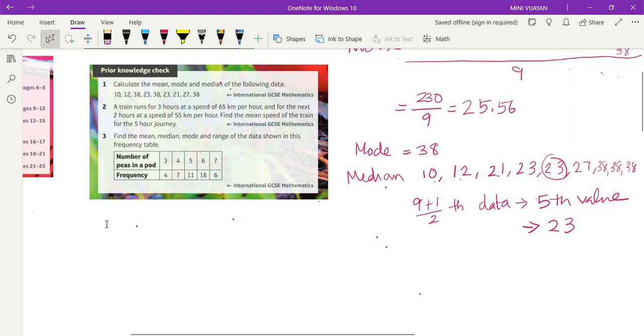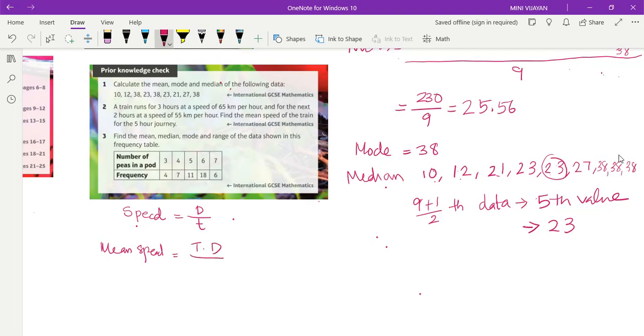Okay. So we know the formula for speed. What is the formula for speed? Speed is actually the distance divided by time. Speed is equal to distance divided by time. That you must have learned in physics. Here, the mean speed we need to calculate. Mean speed means the total distance traveled divided by total time taken. Okay, so that is the formula for mean speed.